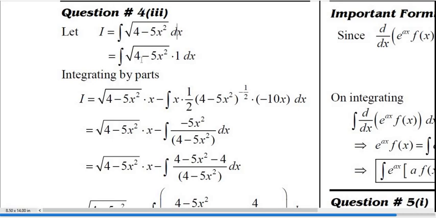First function we take here square root of 4 minus 5x square, as it is, multiplied by the integration of the second function, which is 1, its integration is x, minus integral of the integration of second, which is x, and the derivative of first, which is 1 by 2 into 4 minus 5x square whole power minus 1 by 2, and the derivative of the inner function we get minus 10x dx. Next, square root of 4 minus 5x square into x as it is, minus integration of minus 5x square divided by square root of 4 minus 5x square dx. This 2 and this 10 are cancelled out, we get minus 5x square.